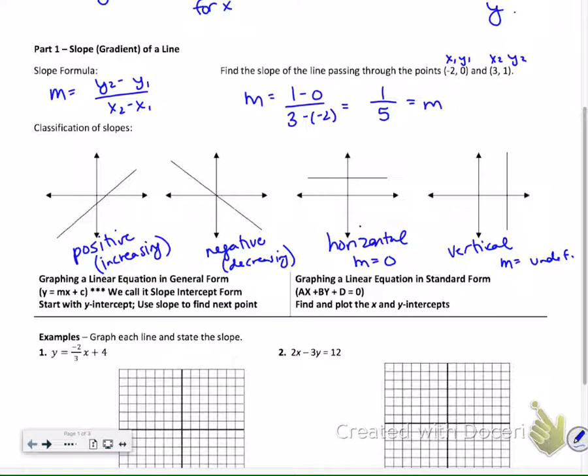Also, kind of as an FYI, your horizontal graphs, those have an equation of y equals a number. Your vertical equations, those are x equals a number, because it's some value on the x-axis, and it's that same x value all the way up and down. Same thing with the y. Some number on the y-axis, same y value all the way around.